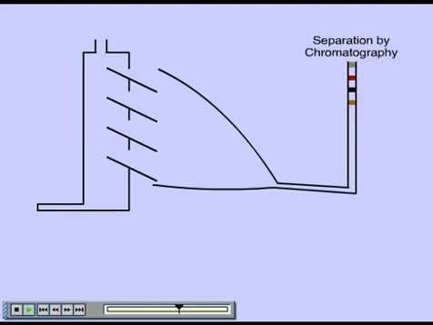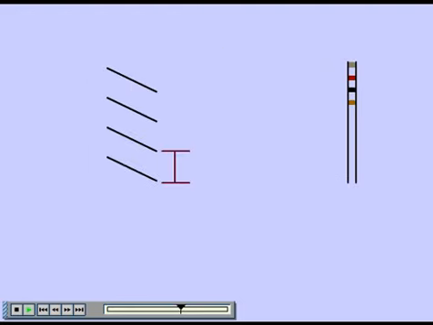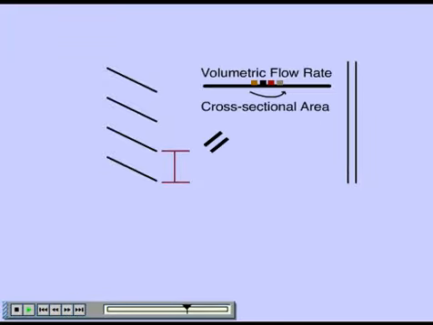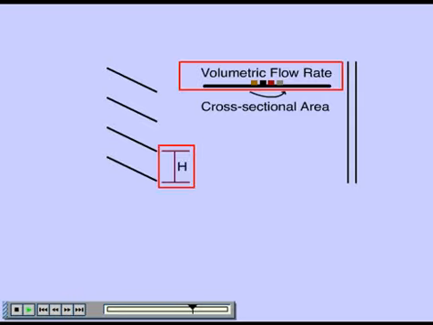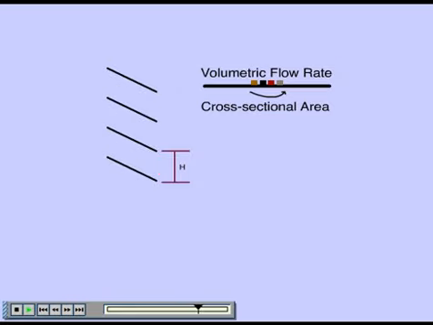Let's think about the plate concept a little further. The thickness of the plate is influenced by the linear velocity of the mobile phase in the column. This is calculated by taking the volumetric flow rate and dividing by the cross-sectional area. Note the relationship between the flow rate in the column and h. Thus, one goal of setting the flow rate is to keep h as small as possible. As stated earlier, the reason for this is the thinner the plate, the higher the number of plates that can be packed in a column.